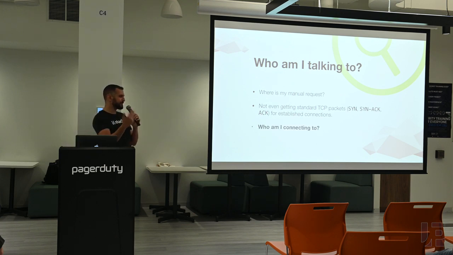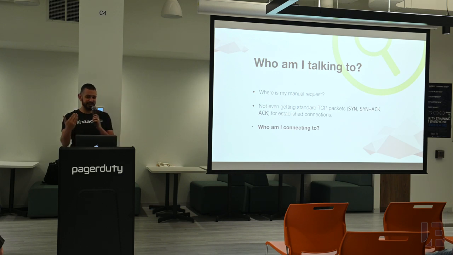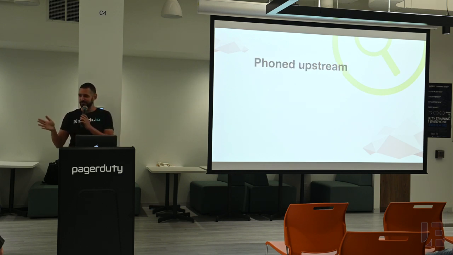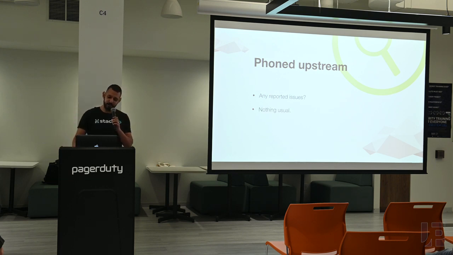I'm talking to somebody who's pretending to be my client because I'm getting that IP. Something very fishy. So we phone upstream, because we can't figure it out, and ask them, hey, are there any reported issues on your end? Are you seeing anything weird? And they're like, nope, nothing unusual. Except for that non-service impacting maintenance that we're running right now. It's like, all right, non-service impacting maintenance. Why don't you talk some more about that and tell me what's going on?